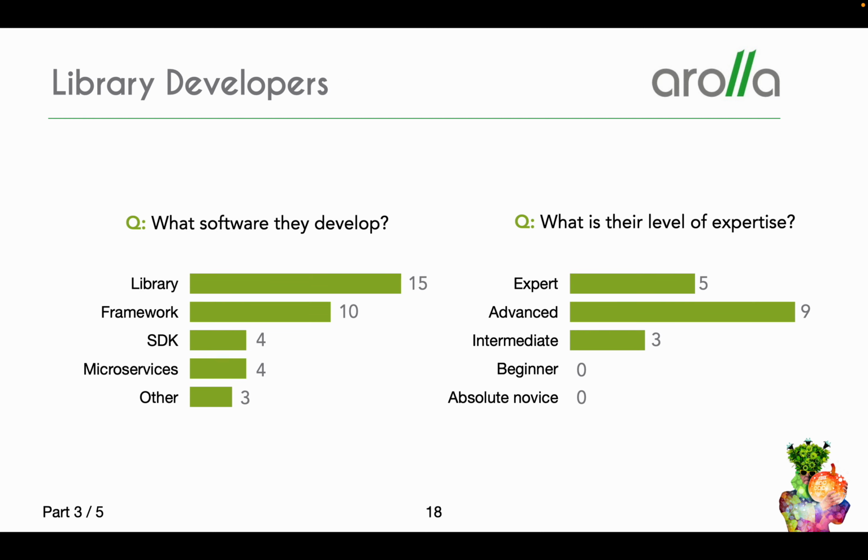As you can see here, we asked 2 questions also to developers to explain the population. So first we ask library developers what is the kind of software that they develop, and as you can see, the majority of them develop libraries. Also 10 developers develop frameworks, and there are also some developers who build SDKs and microservices. So you can see that developers develop very different kinds of libraries.